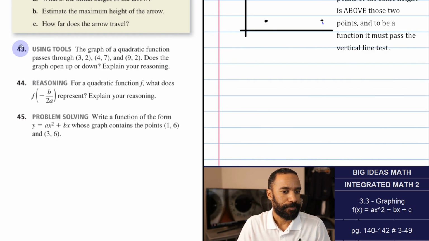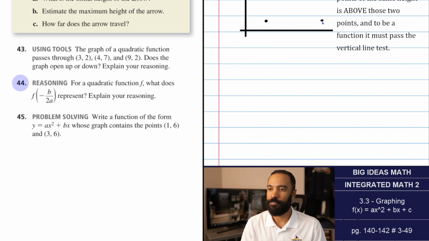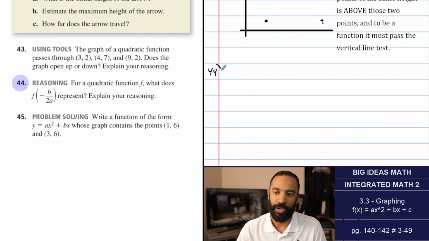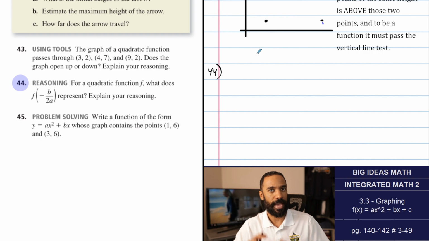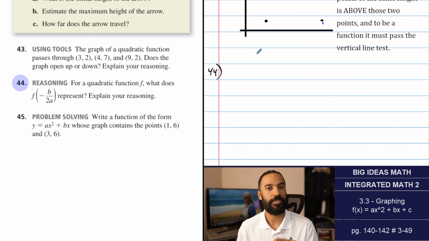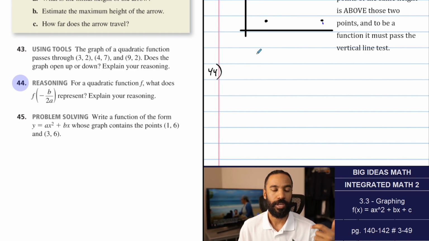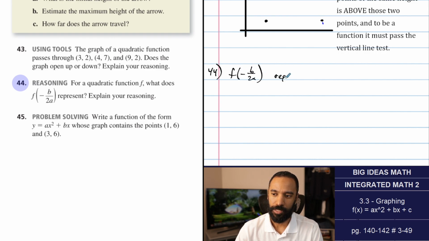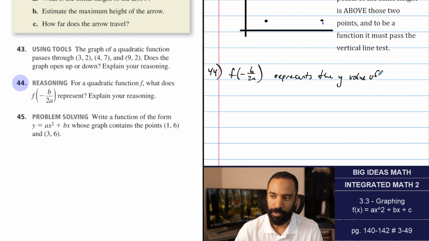Let's go to 44. For a quadratic function, what does f of negative b over 2a represent? Explain your reasoning. Well, here's what we learned. Negative b over 2a is the x value of your vertex. When you substitute the x value into your equation, you find the y value of the vertex. So f of negative b over 2a represents the y value of the vertex. Did they say explain? I'll type that if so.